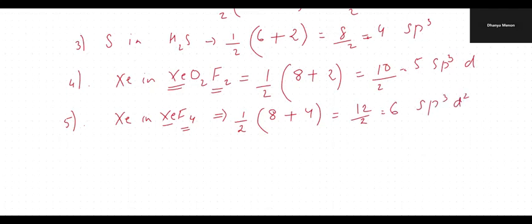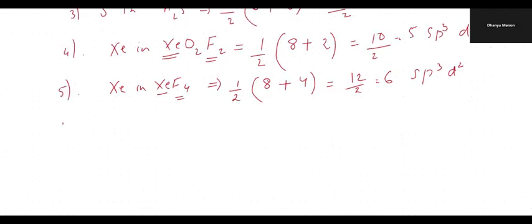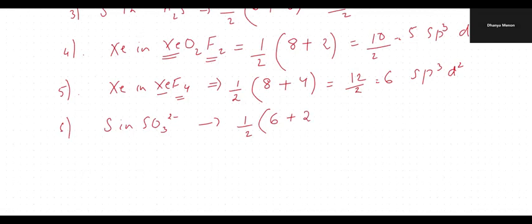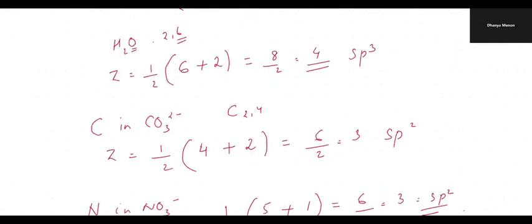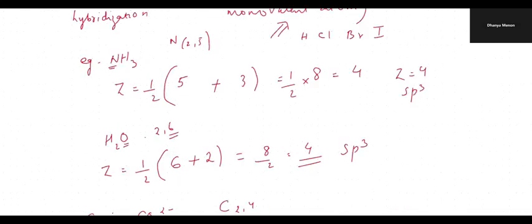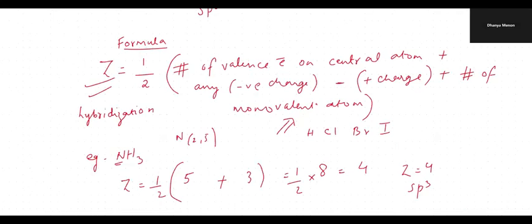Then one more is there, sixth one, sulfur in SO3 2 minus. Half of, sulfur is the oxygen family, so 6 valence electrons plus I have to add the negative charge 2. There's no positive charge, there's no monovalent atom. So 8 by 2, which is equal to 4, which is sp3 tetrahedral. Even if you don't know the structure, you can still find out the hybridization. Once you know the hybridization, you have to know the shape. Okay, so this is the formula. I hope this is clear, right?